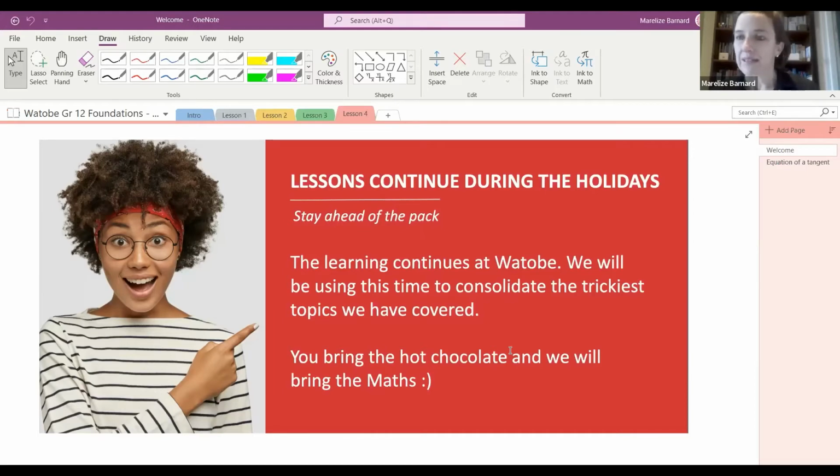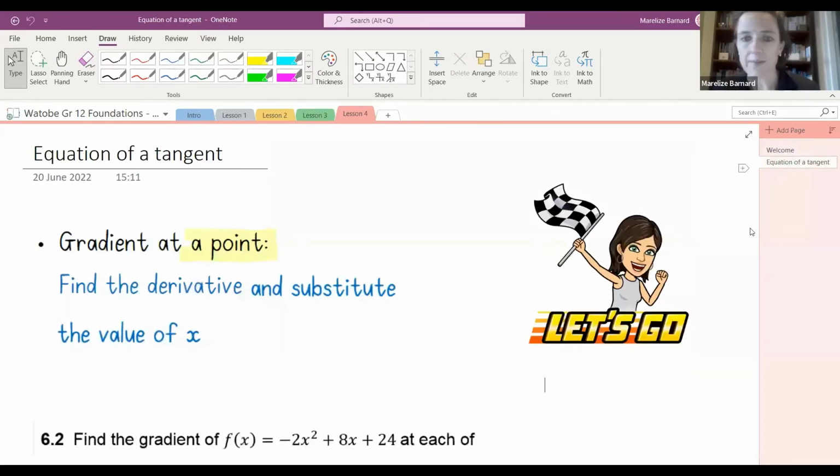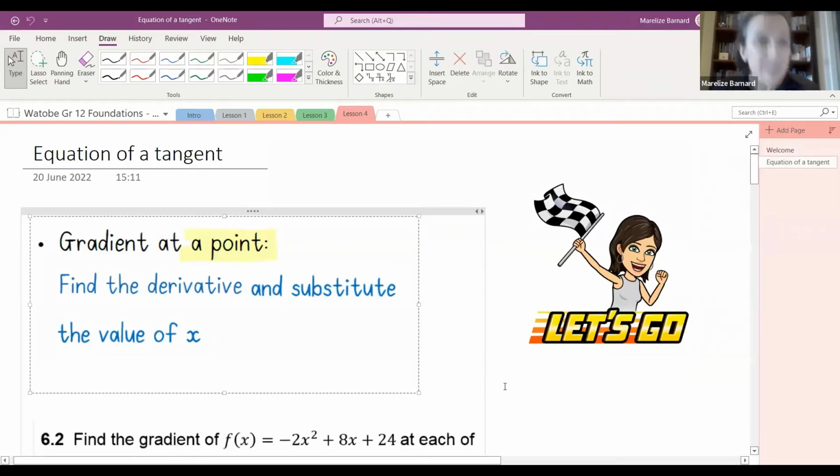So having said that, let's kick off with our lesson for this evening, which is on finding the equation of a tangent. So now we are absolute masters of differentiation because we cracked the differentiation on Tuesday. And if you're not a master yet, don't worry about it because we are going to practice differentiation throughout.